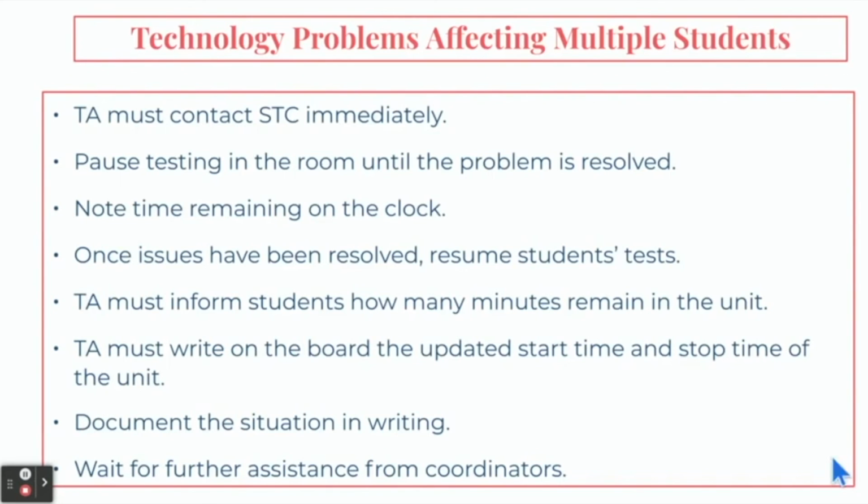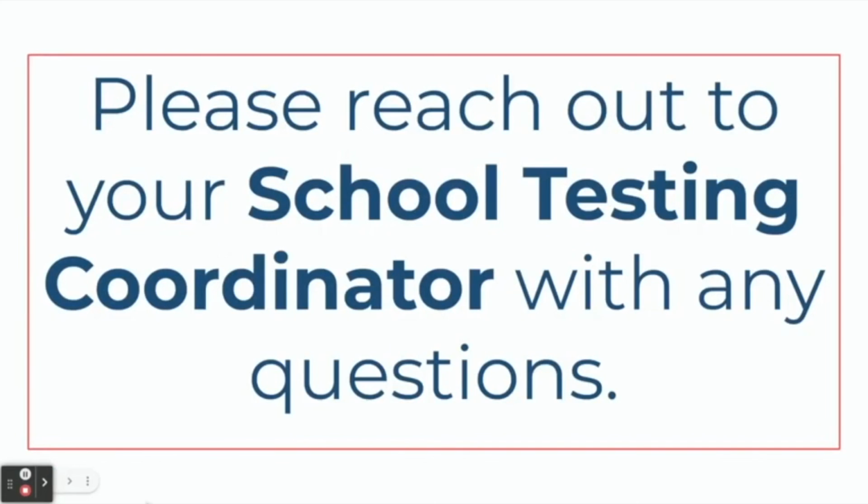Technology problems affecting multiple students. The testing administrator must contact the school testing coordinator immediately. Pause testing in the room until the problem is resolved. Note the time remaining on the clock. Once issues have been resolved, resume students' tests. Testing administrator must inform students how many minutes remain in the unit. The testing administrator must write on the board the updated start time and stop time of the unit. Document the situation in writing. Wait for further assistance from coordinators.